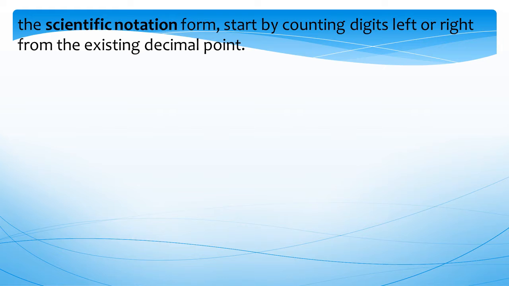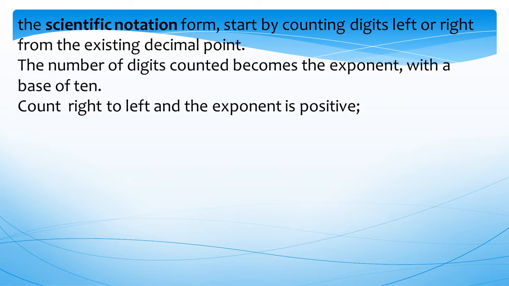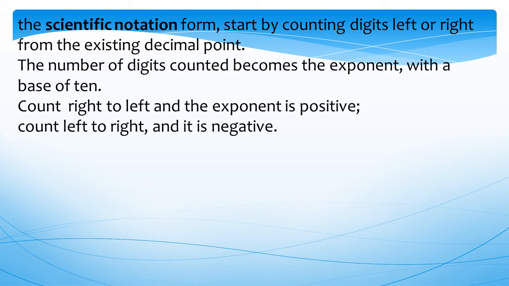The scientific notation form is: start by counting digits left or right from the existing decimal point. The number of digits counted become the exponent with a base of 10. Count right to left and the exponent is positive. Count left to right and the exponent is negative.